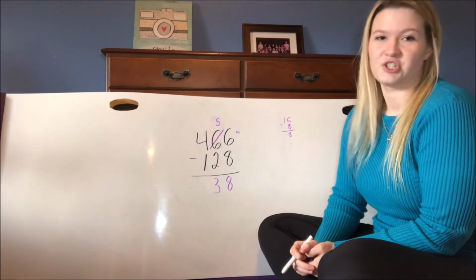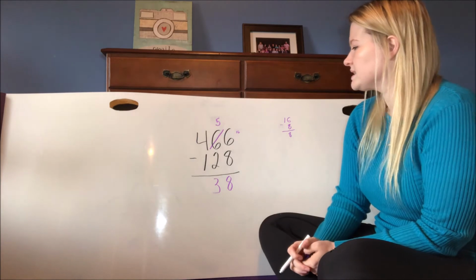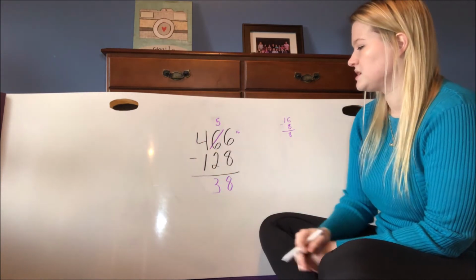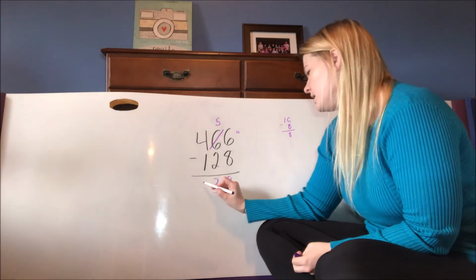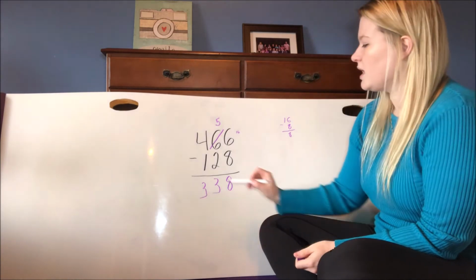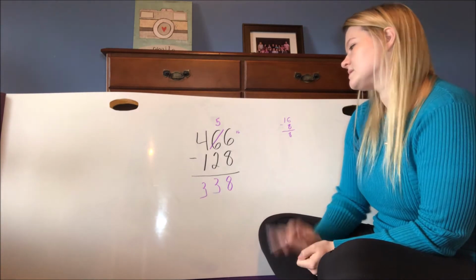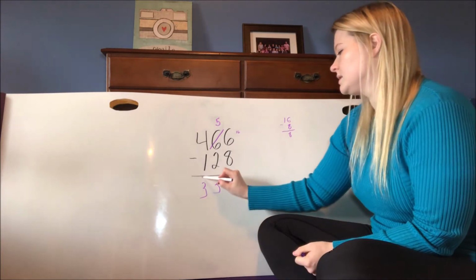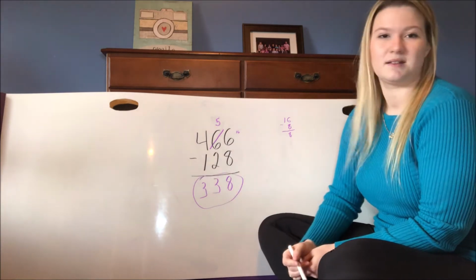And nothing has changed in our hundreds place. Everything's remained exactly the same, so I know I've got 4 take away 1, which is an easy one. It's 3. So I know that 466 take away 128 is 338.